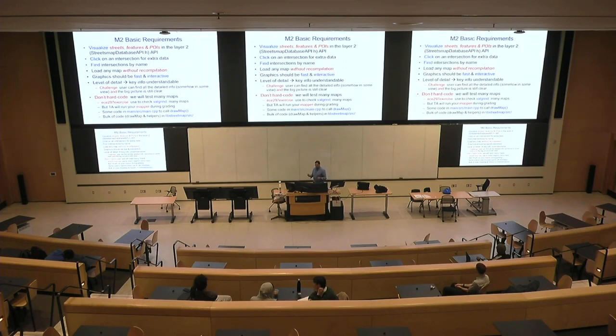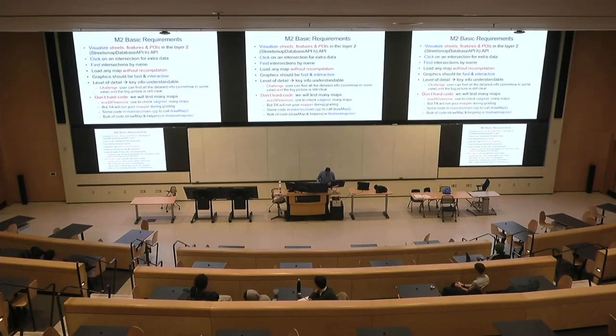Your graphics should be fast and interactive. Okay, so how fast? That's part of what you're figuring out in written document 1. What does that mean? It doesn't have to be perfectly smooth. Most teams won't achieve that, but you're trying to make it not so laggy that it's annoying to the user. So you try to keep the speed up.